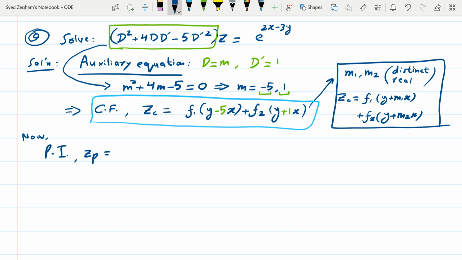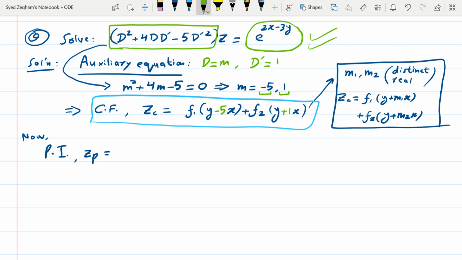And to find zp, the particular integral, we will use the function on the right side, the function of x and y which is present on the right hand side of the partial differential equation. So our steps will depend on what the right side function is. What is the function at the right side of the equation? Our steps will depend on what this function is.